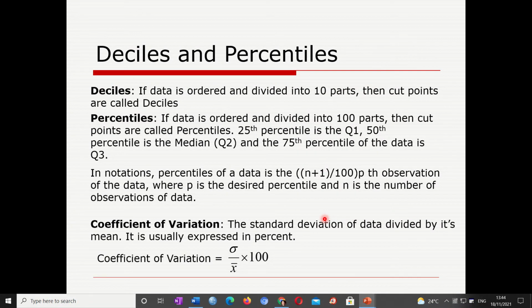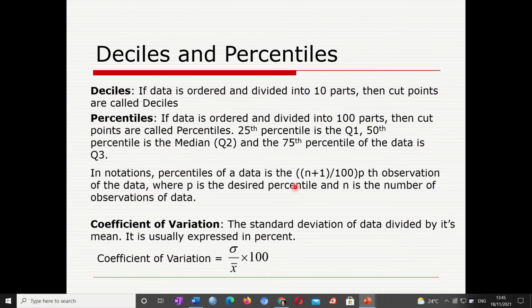Yes, we have deciles. If data is ordered and divided into 10 parts, then the cut points are called deciles. Okay, if you divide by 10, then these are called deciles. What are percentiles? If it is ordered and divided into 100 parts, then the cut points are called percentiles. The 25th percentile is Q1, the 50th percentile is the median always, and the 75th percentile is Q3.